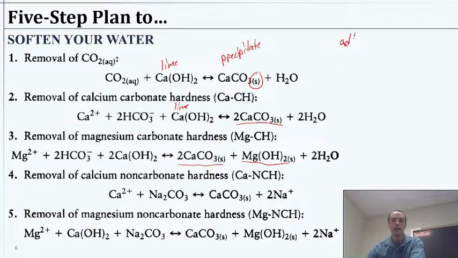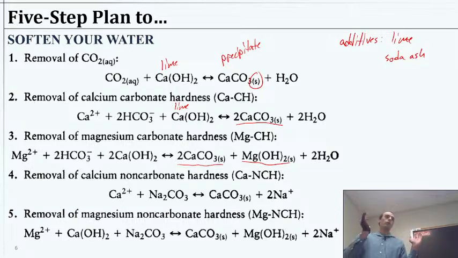So the additives would be lime and soda ash. Anytime we see those appear on the left side of the equation, we're adding it, and whatever else on the left side of the equation was already in the water, and that's kind of being removed.